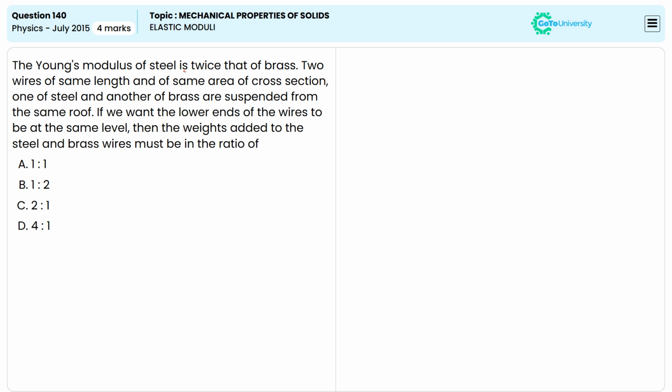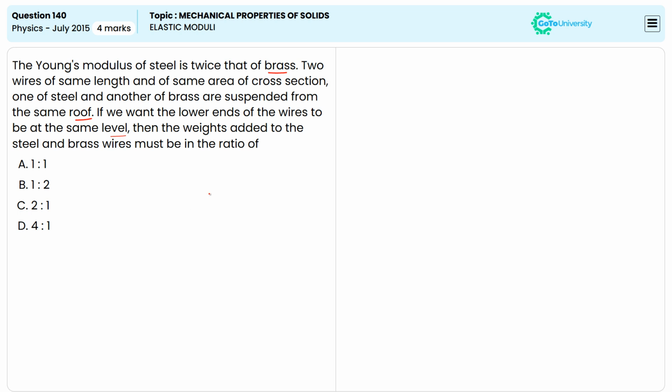The Young's modulus of steel is twice that of brass. Two wires of the same length and the same area of cross section, one of steel and another of brass, are suspended from the same roof. If we want the lower ends of the wires to be at the same level, then the weight added to the steel and brass wire must be in the ratio of.